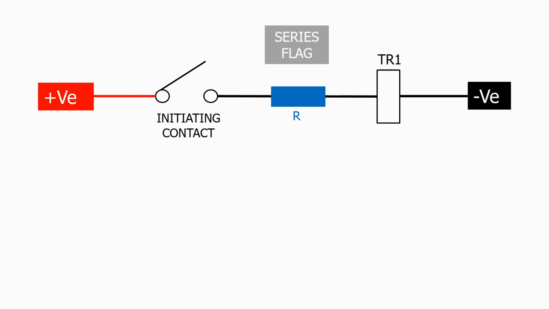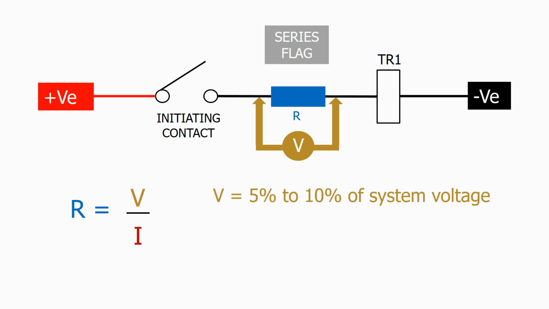To calculate the resistance, we use Ohm's law. The value of V is the volt drop across the series flag. This needs to be low enough so that it doesn't stop the trip relay operating, and is normally set at 5% to 10% of the system voltage. The value of the current is the normal operating current of the trip relay.